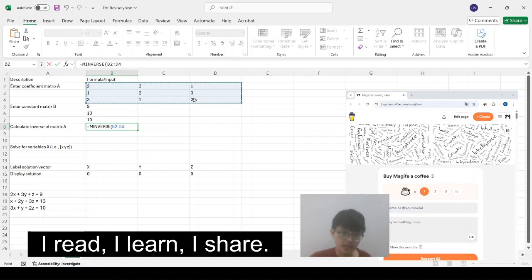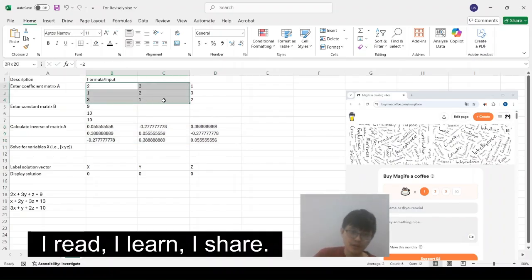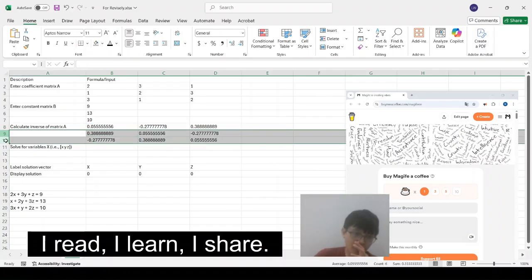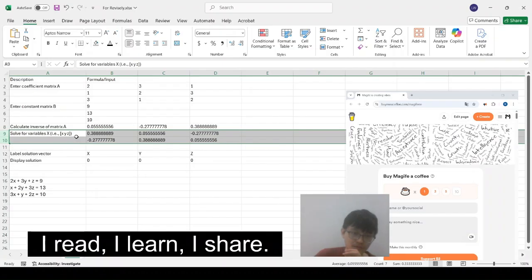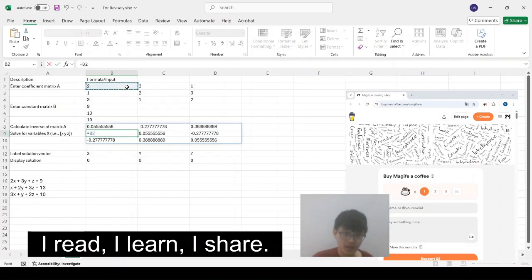So for the array, we just select the array here. Because the inverse of this matrix, if let's say the matrix is like this, the inverse should be like this as well. So if let's say I delete these two rows, or okay, so I just type something here.